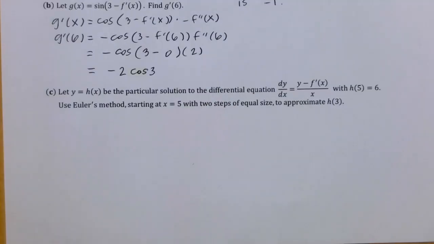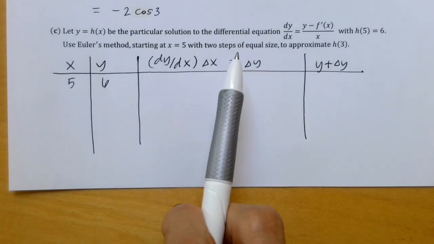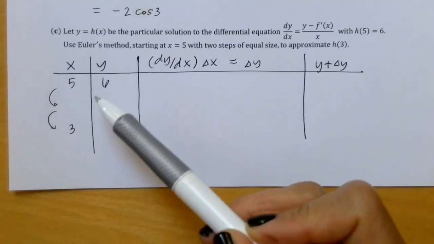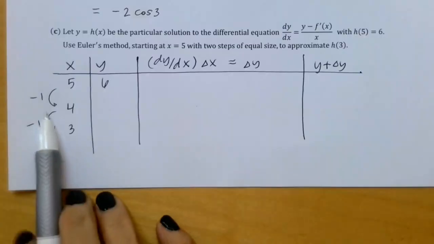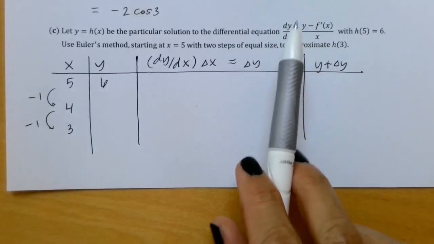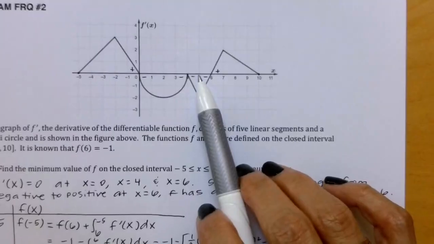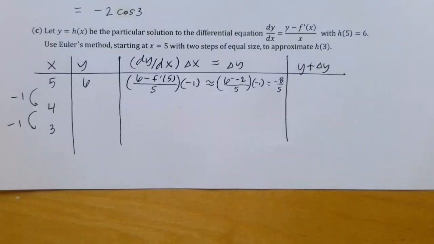So you get -2 cosine of 3. We're starting at 5, and we need 2 steps of equal size to get to 3. So that means we're going to have 4 in between, and our change in x is going to be -1. We're going to use 5 and 6. We're going to plug them into here to get our dy dx. We're going to get f prime of 5 from the graph, so f prime of 5 is -2, and then we're going to add y and change in y.